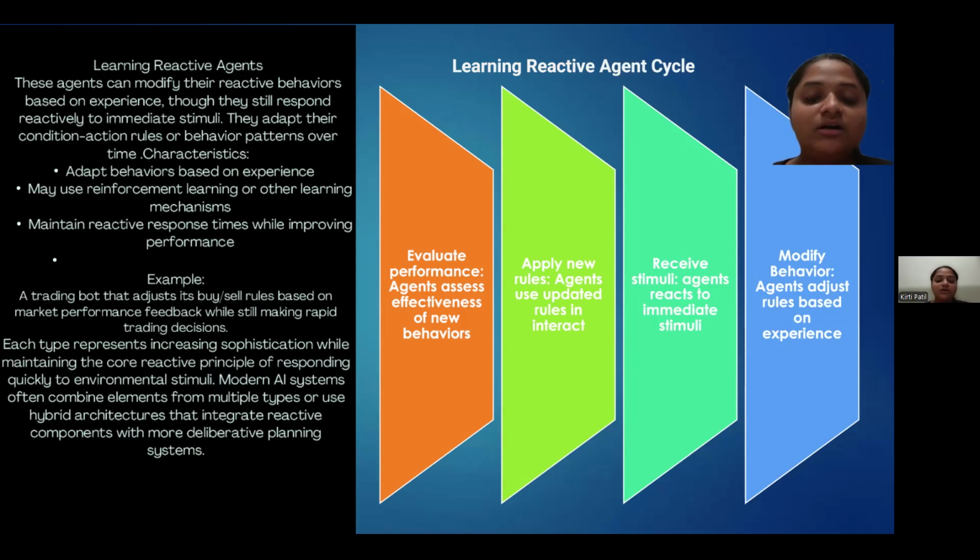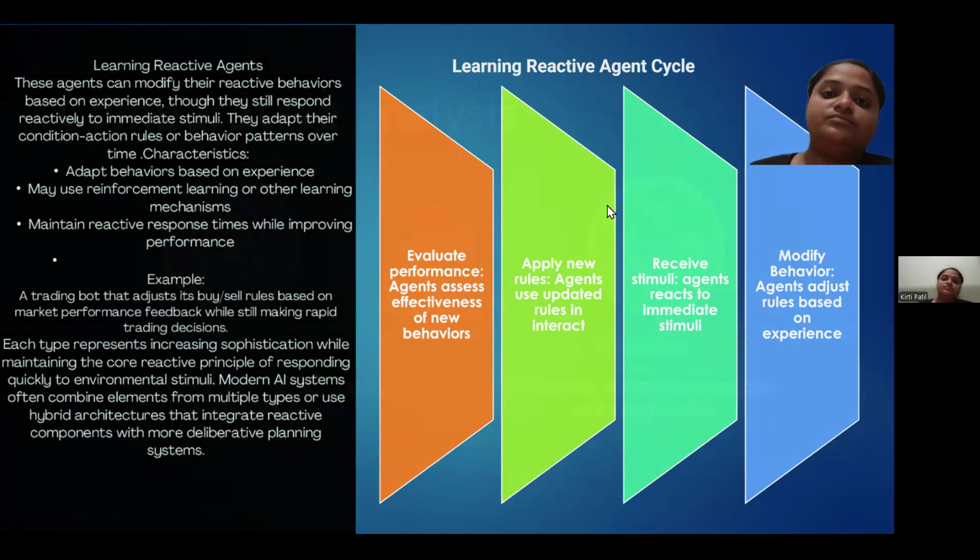So to sum up, learning reactive agents, some reactive agents can learn and adapt their condition-action rules over time based on their experience.